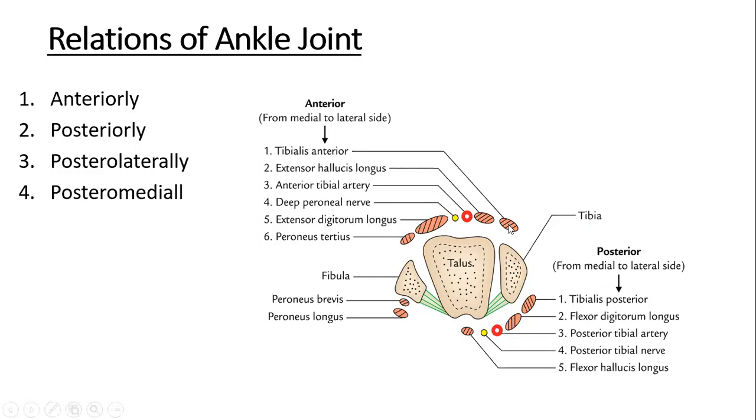Tibialis anterior tendon, extensor hallucis longus. Then we have the neurovasculature, in which the anterior tibial artery is medial to deep peroneal nerve. And then we have extensor digitorum longus and its tendons. And in the last, we have peroneus tertius. So basically the contents of the anterior compartment of leg form the anterior relations of the ankle joint.